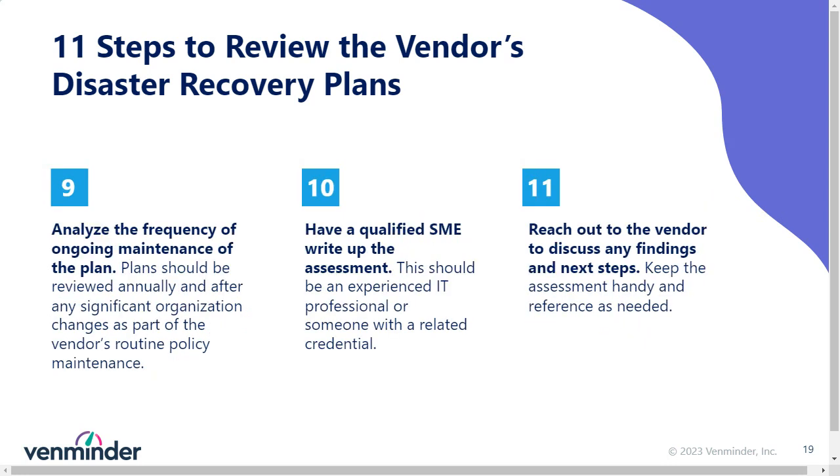All right, next, analyze the frequency of ongoing maintenance of the DRP. Plans should be reviewed annually and after significant organization changes as part of the vendor's routine policy maintenance. And as I said previously with the BCP, also check their revision history or see when the document is dated. If you see anything odd, such as it was reviewed annually, and you see that the date of the last revision was 3 years ago, like in 2019 or 2020, feel free to go back to your vendor and request an updated DRP.